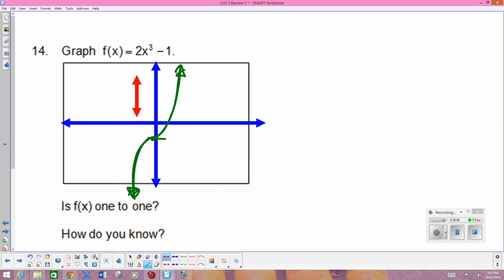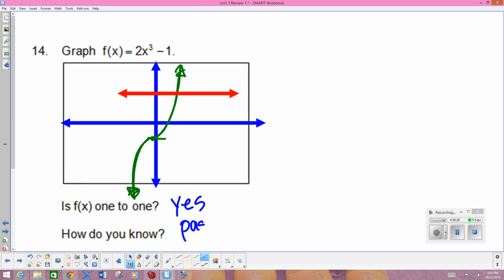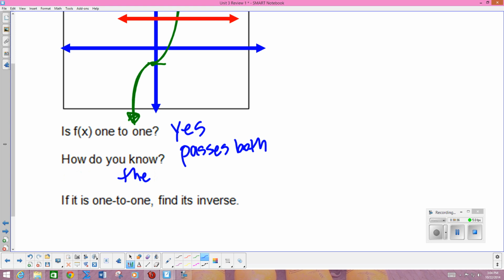Yes. So here's my vertical line. Does it pass that vertical line test? Yes. Does it pass the horizontal line test? Yes, it does. So is the function one-to-one? Yes. And how do you know? It passes both the vertical and horizontal line test.